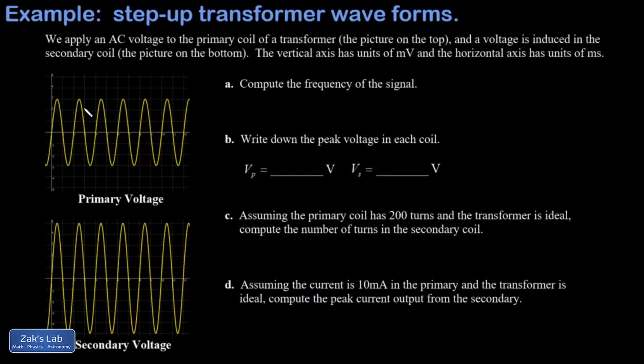In this problem, we're given the waveforms for the voltage as a function of time on the primary and secondary coils of a step-up transformer. So it's as if we have an oscilloscope hooked up to each side of the transformer. And we're asked a whole series of questions about interpreting these graphs.